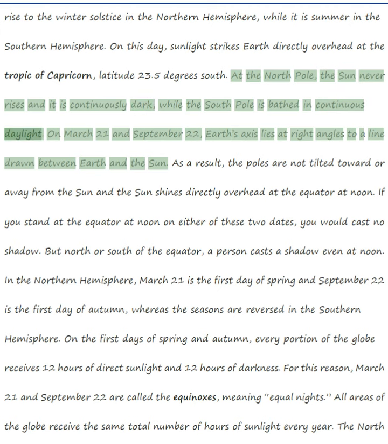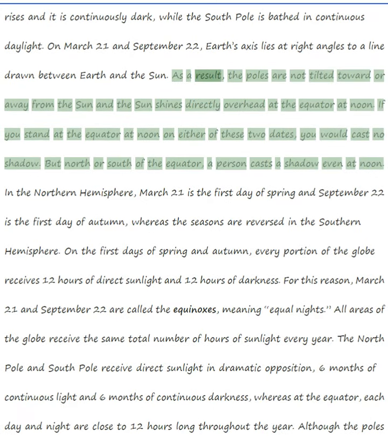continuous daylight. On March 21st and September 22nd, Earth's axis lies at right angles to a line drawn between Earth and the Sun. As a result, the poles are not tilted toward or away from the Sun and the Sun shines directly overhead at the equator at noon. If you stand at the equator at noon on either of these two dates, you would cast no shadow.